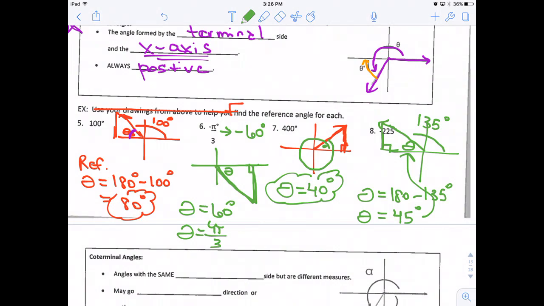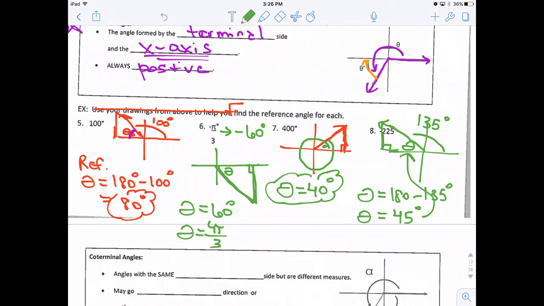So that is how you do your angles in general, how to convert from radians to degrees and vice versa, and messing around a little bit with those reference angles, which we use a lot. So that is this part of your note guide.